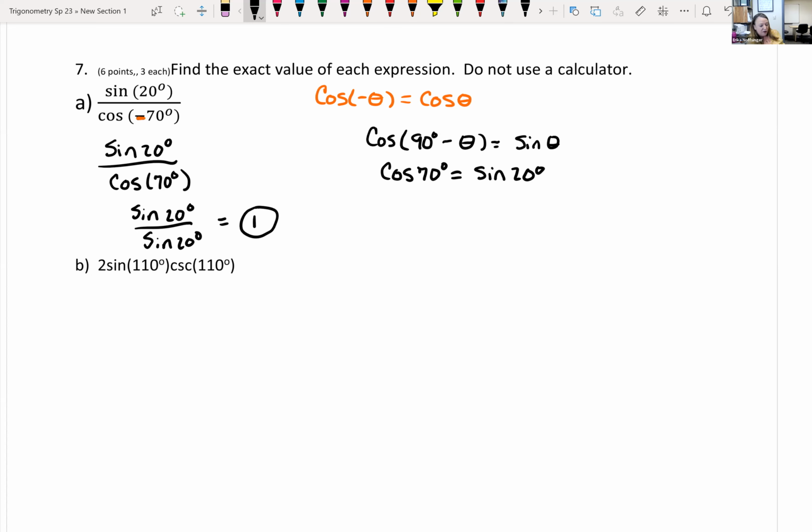And then for part B, we have 2 sine of 110 degrees times cosecant of 110 degrees. So let's just rewrite this. Let's rewrite cosecant in terms of sine. Remember, cosecant of 110 degrees is the same thing as 1 over sine of 110 degrees. And so notice our sine of 110 degrees cancel, leaving us with 2.